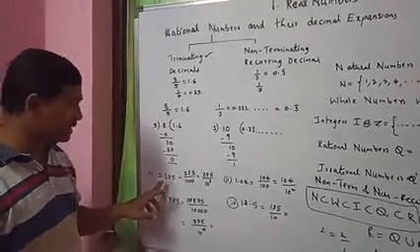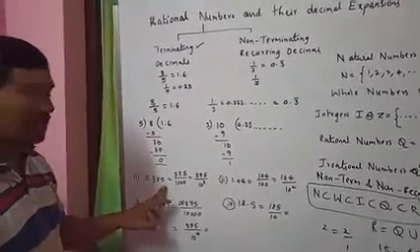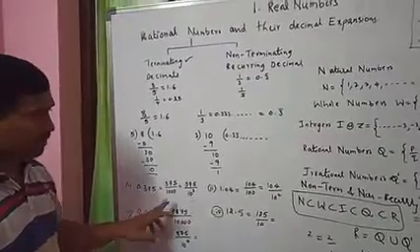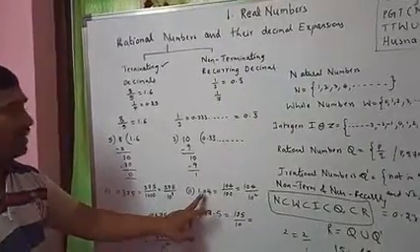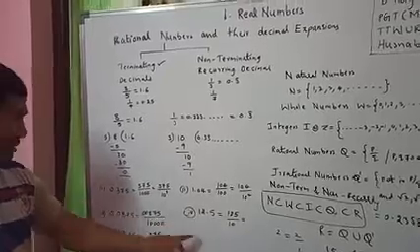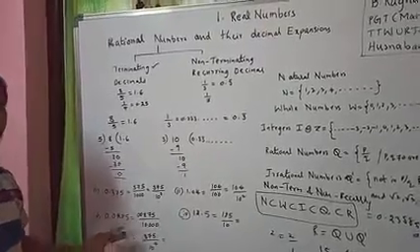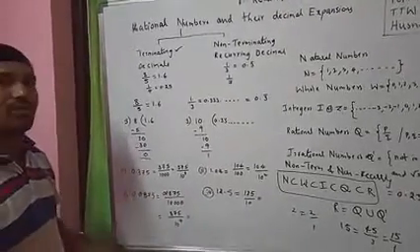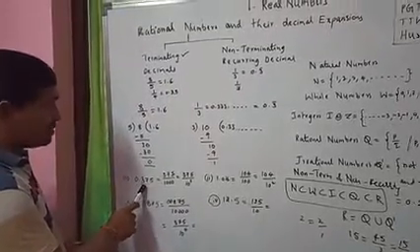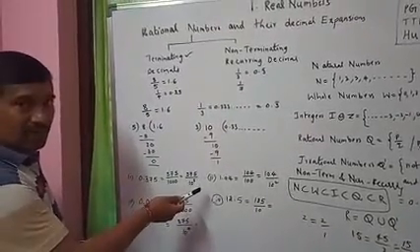These are terminating decimals. 0.375. After the decimal, how many digits are there? 3. It's countable. 1.04. After the decimal, 2 digits are there. Countable. 12.5. 0.875. Let us convert these into P by Q form. So 0.375, converting a decimal into a rational number.